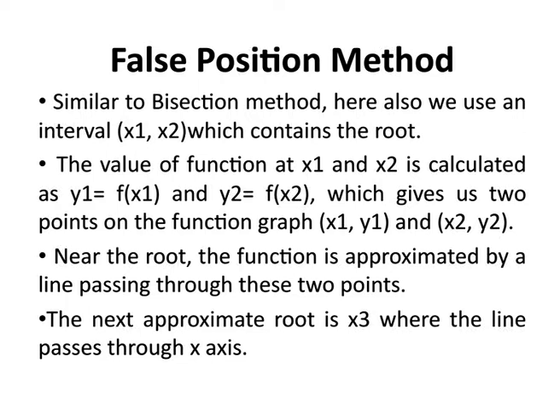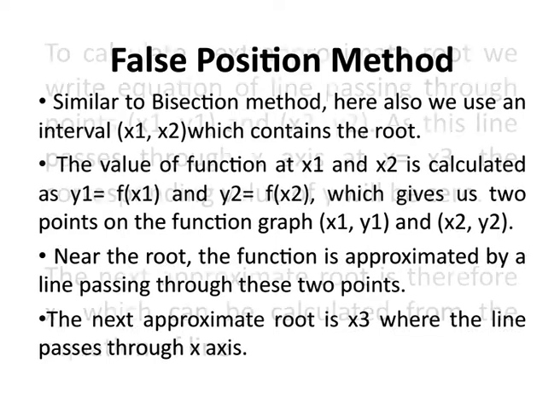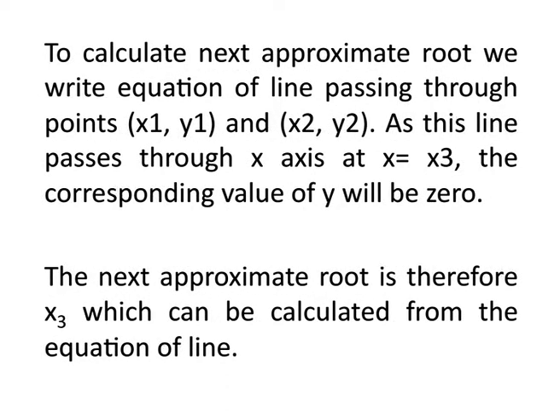Near the root, we can assume that the line passing through these 2 points will approximate the function. Therefore, the line passing through these 2 points will cross the x axis at some x value, say x3. At this value the function should be 0, but since it is an approximation, we will get the next approximation for the root. So, we will use this and find the expression for the next approximate root by using linear approximation.